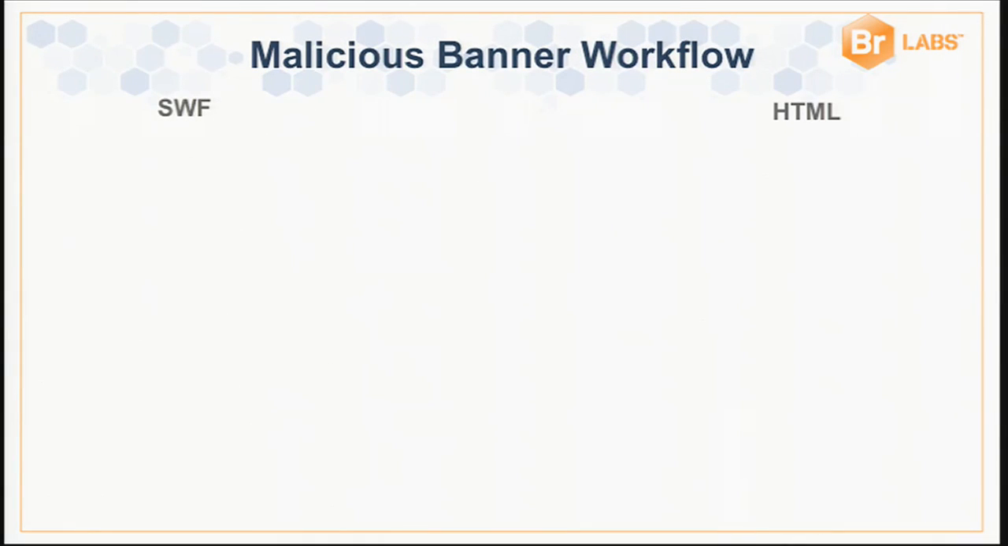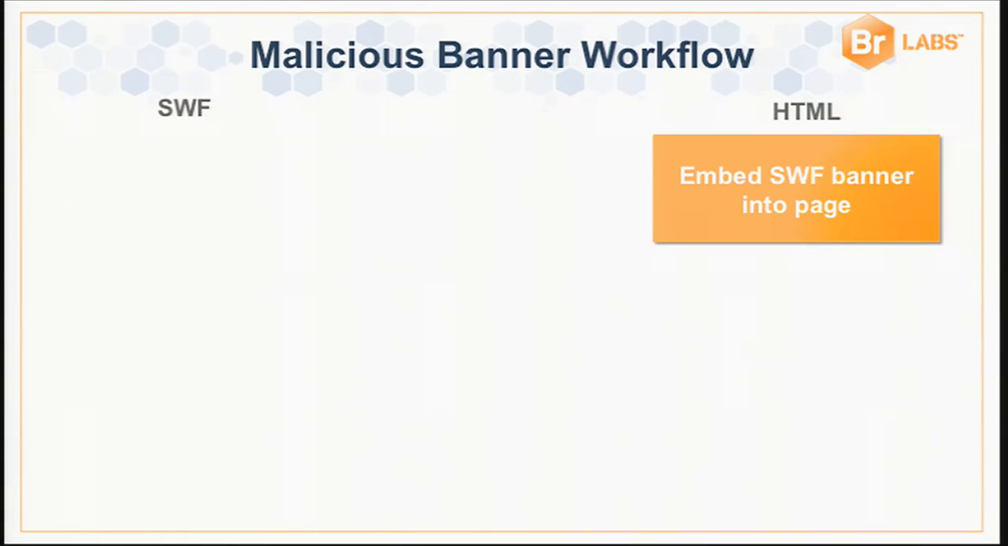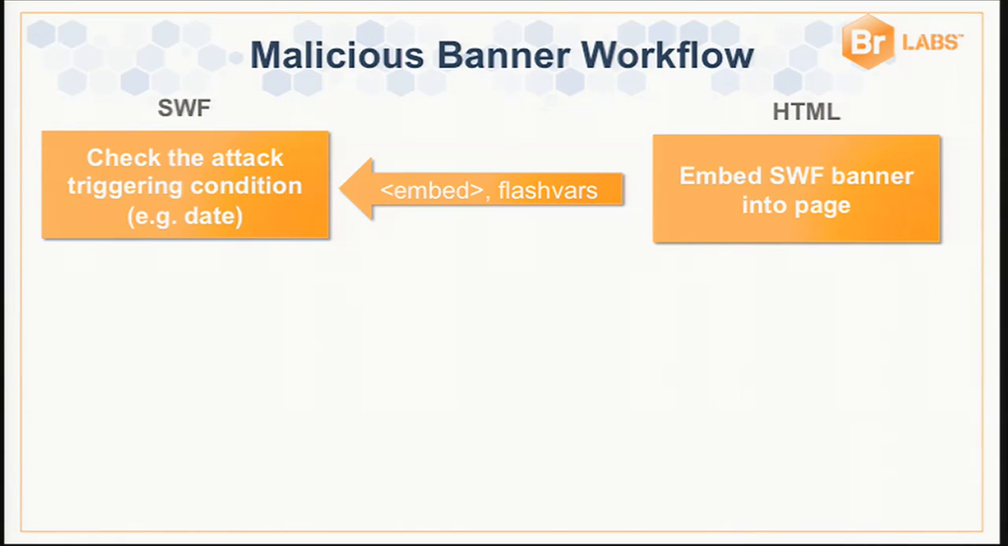So let's look at the malicious banner workflow. It obviously starts on the HTML page where the ad is displayed. It gets embedded on the page. Then perhaps some parameters are passed. There's a parameter called flashvars that you can use to send variables to the Flash clip. It might be a URL, some bit of user information, or what have you.